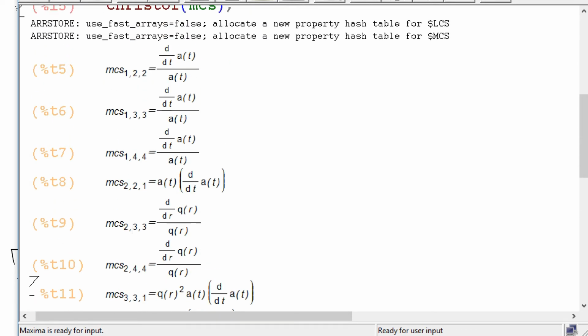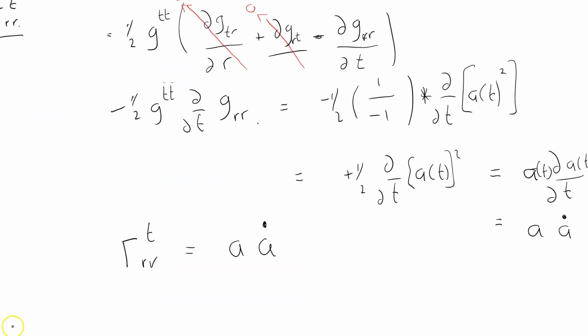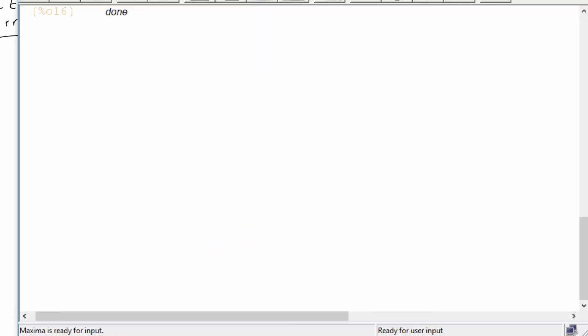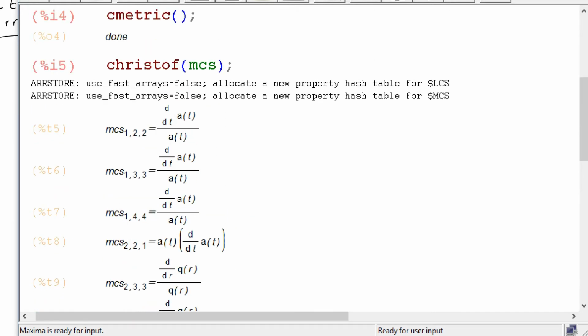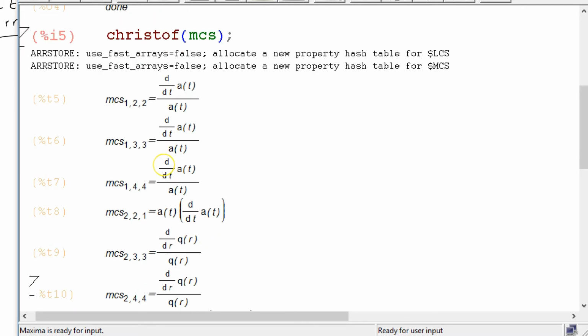I guess the first thing to do is to verify that our calculation here was correct. And we can do that. We can go back to Maxima and scroll down and see. It caused me some difficulty. I thought it was this term here that was the first one, 1, 2, 2, that was the one to compare, but it isn't. For reasons that are connected with this mcs business, it's this term here. It's the %t8, the 8th output here, which is A d by dt of A. So that checks out.